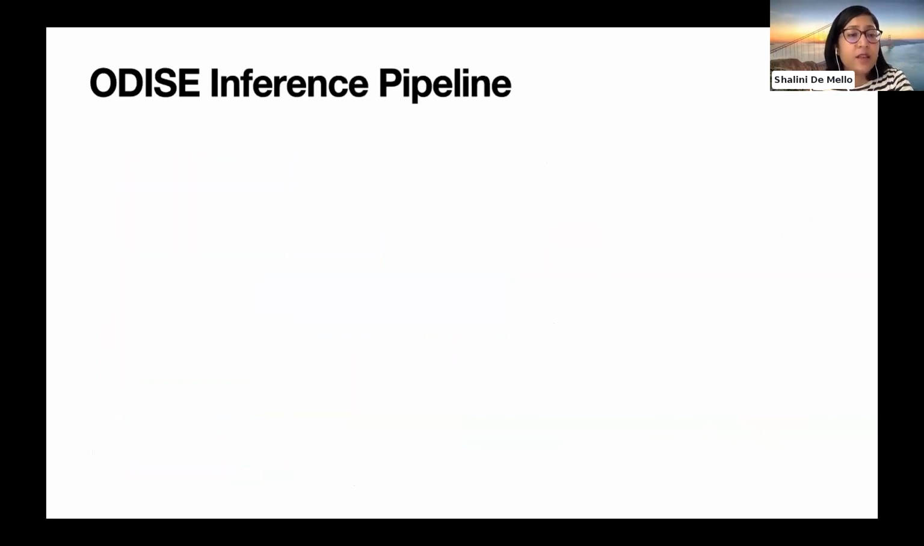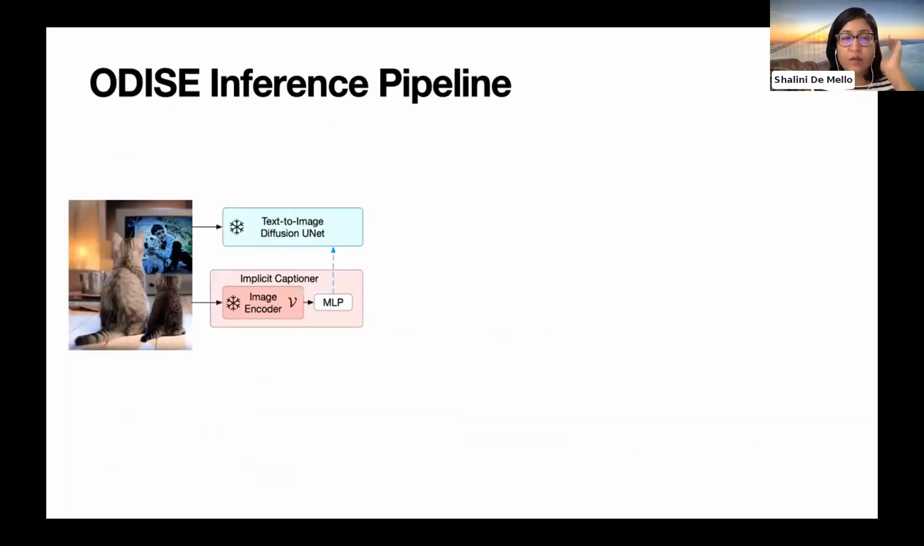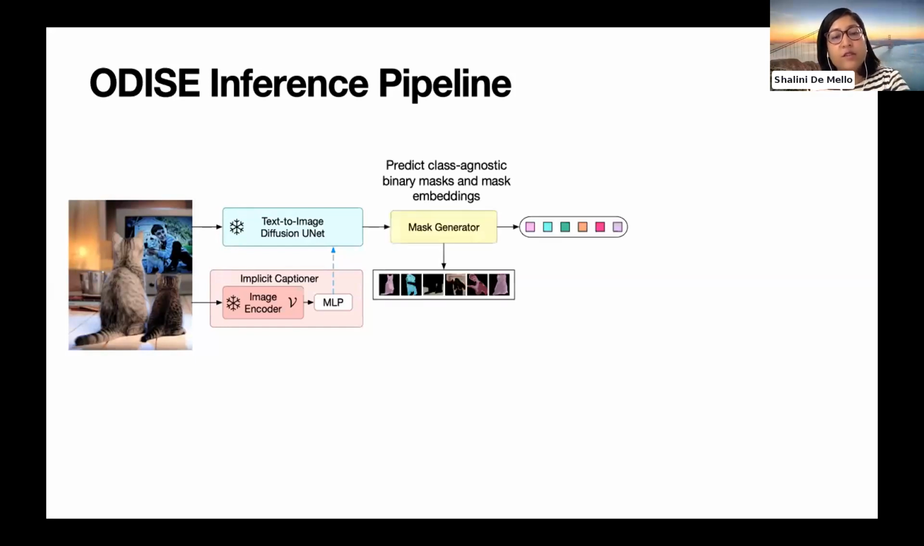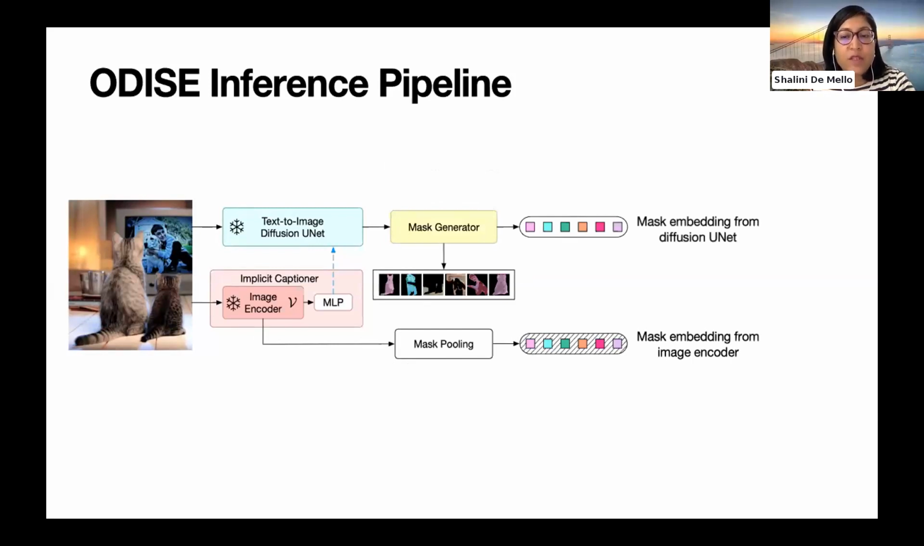And then at inference time, when we were given an input image, we extract its implicit caption, and along with that, its diffusion features, and we add just one step of noise to the image to produce a noisy version to extract the diffusion model's UNet features, internal features. We feed these internal features into the mask generator. We generate the mask embeddings as well as the mask proposals. And then we do an additional step where we also do pooling of mask features from an image encoder of a CLIP model to obtain an additional visual representation, which we call mask embedding, from the image encoder.